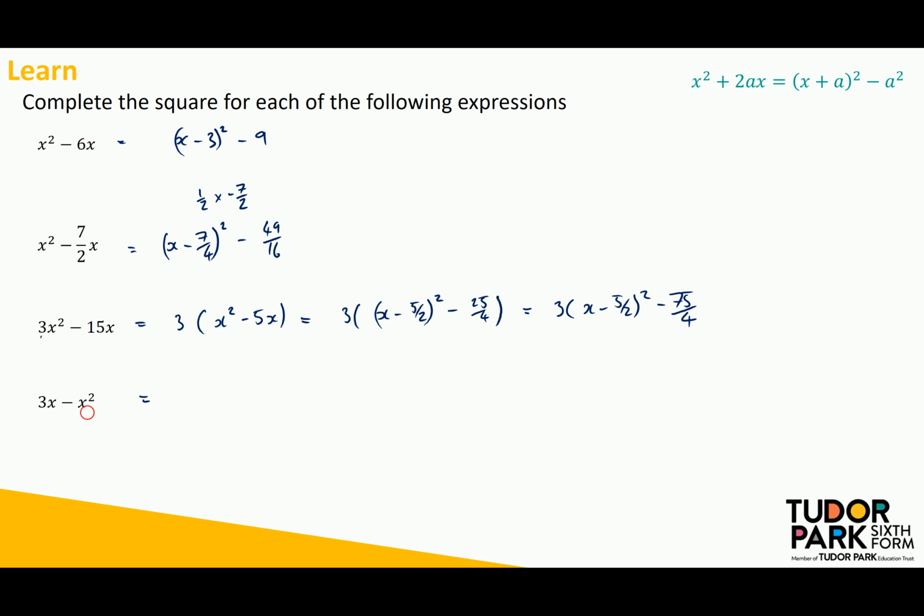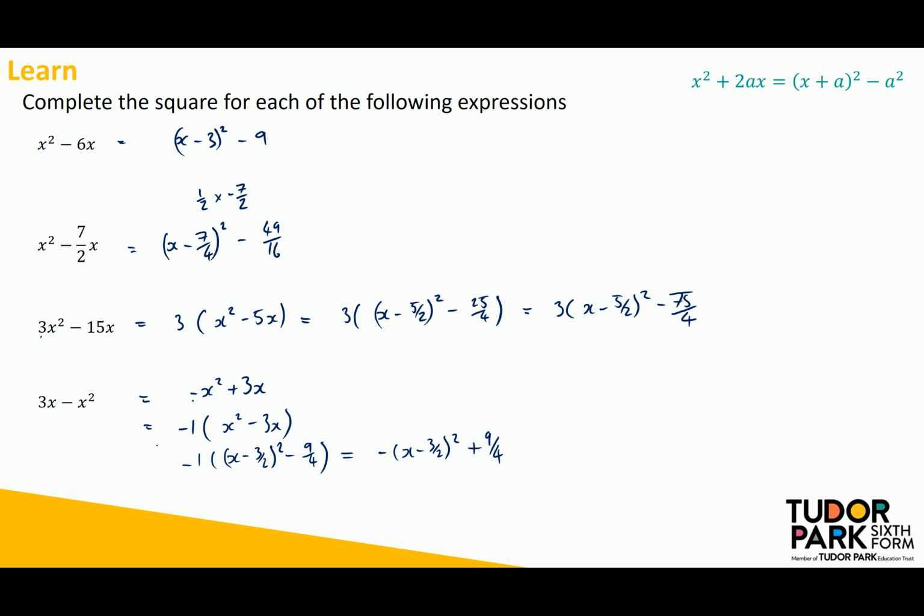In the final example, the question is presented slightly differently, so I'm just going to rearrange it to give it a form that I'm more used to. Again, recognising that the coefficient of x squared is no longer 1, so I take out that factor of negative 1 to leave me with x squared minus 3x, and then complete the square as normal, which would be x minus 3 over 2 squared minus 9 over 4, and then finally put the negative through the bracket, which is going to be minus x minus 3 over 2 squared plus 9 over 4.